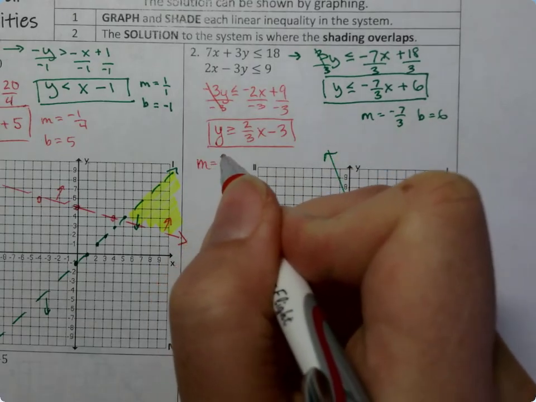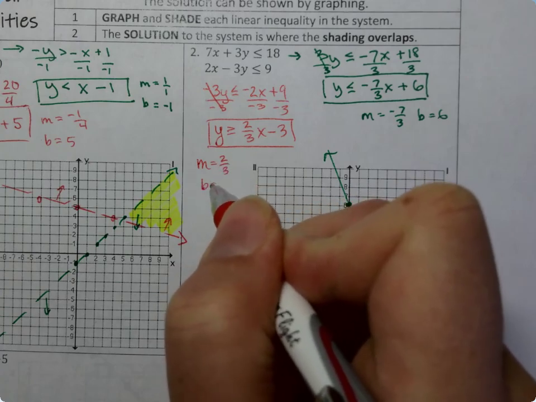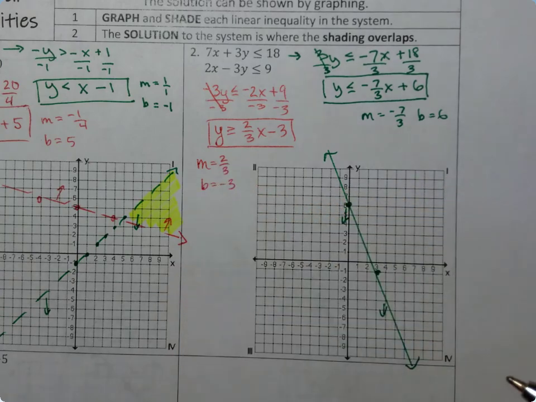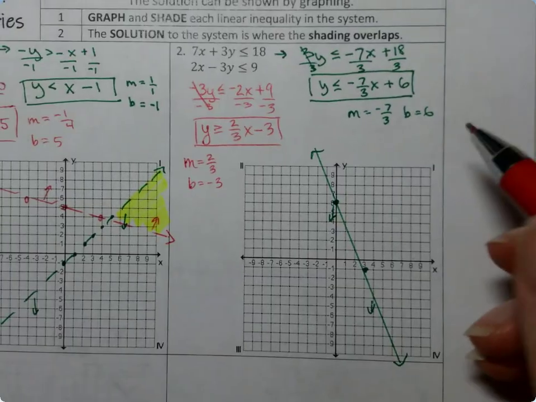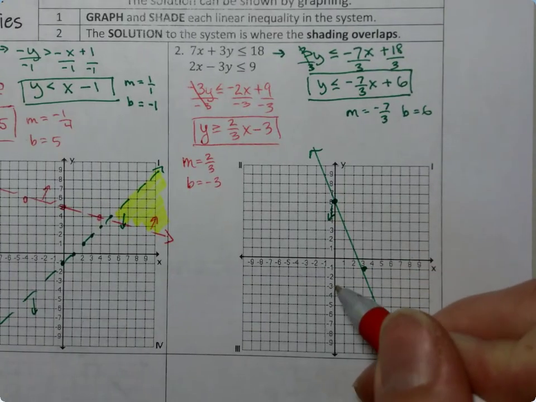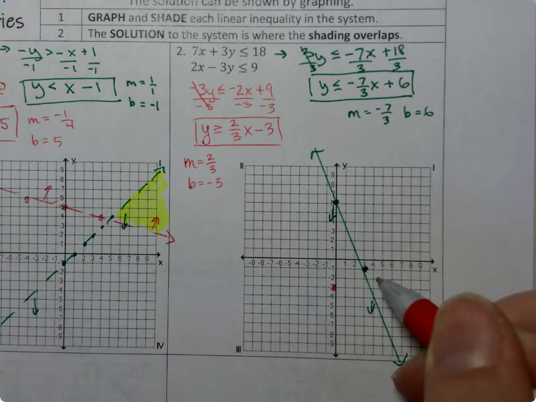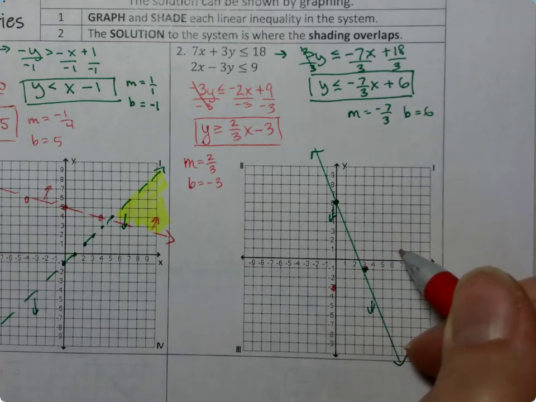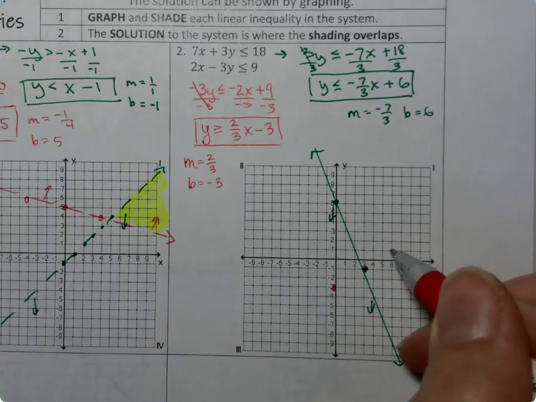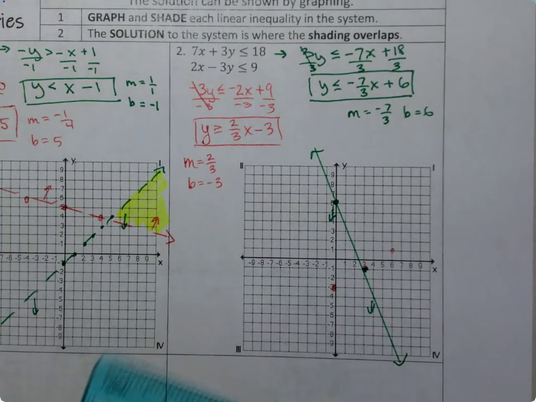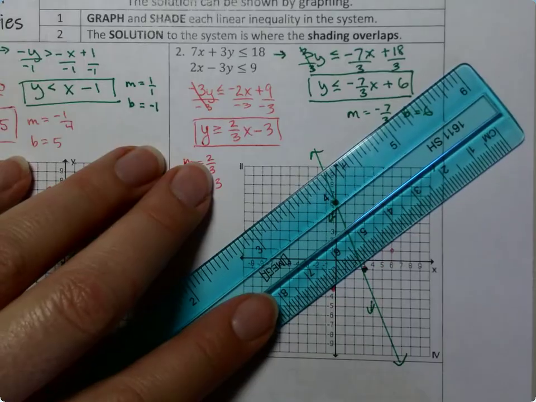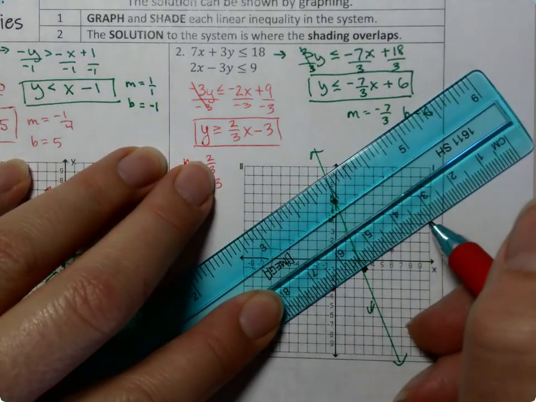Slope is 2/3. Y-intercept, negative 3. Okay, plot your point on the y-axis at negative 3. Rise 2, run 3. Sometimes you'll get a nice intersection, but sometimes in inequalities we don't. Dash your solid on this one. Solid because it can be equal.